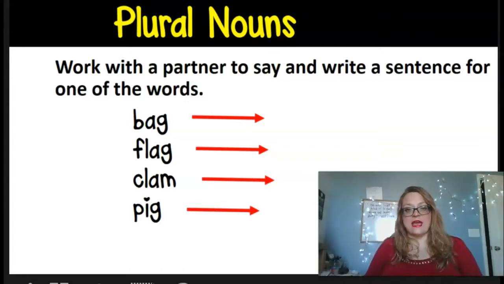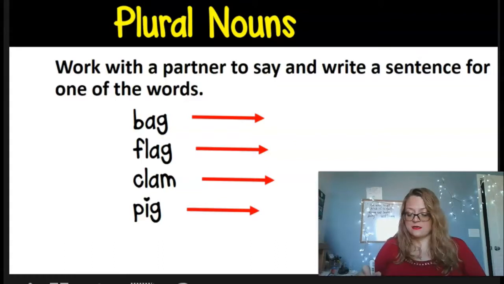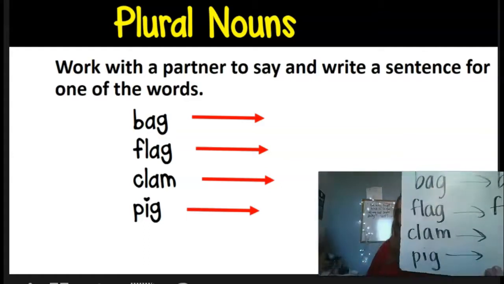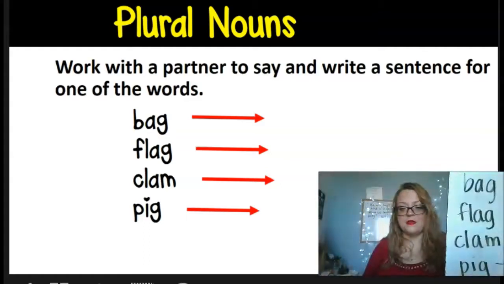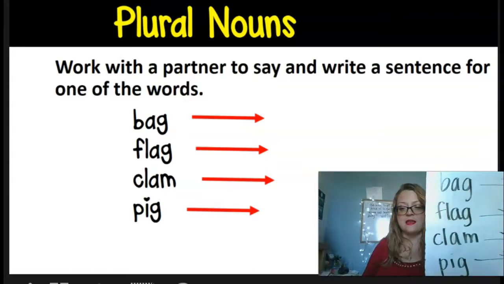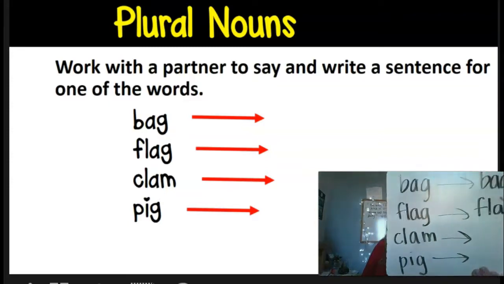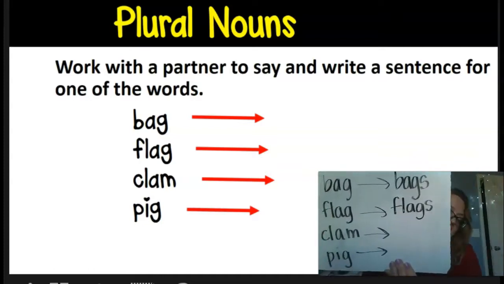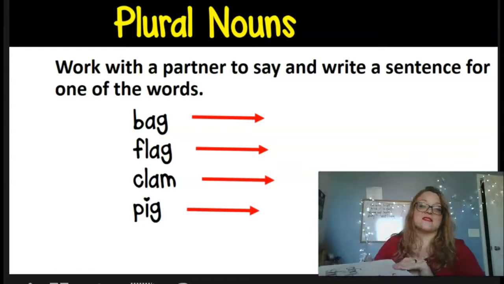Flag. If we have 2 flags, go ahead and write flag. Think about what letter at the end of flags is making that Z sound. Okay? So there's flag, but now we have many what? Flags. There's lots of them.